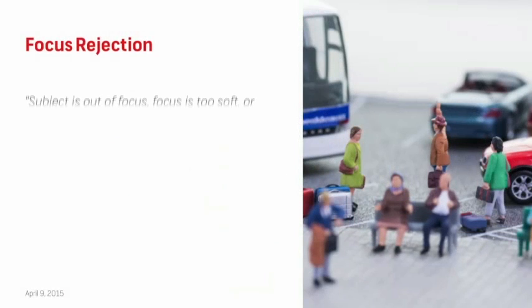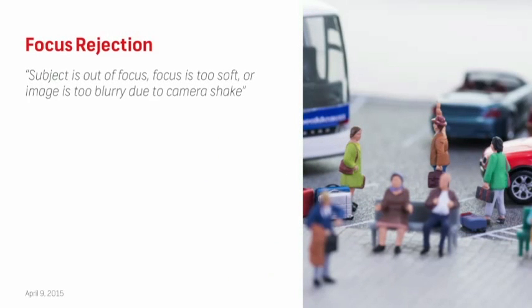All right, so let me go into one of the most popular discussions all about review. I'm going to talk about some rejection reasons. We have a large number of default rejection reasons, but we do have a couple that we tend to see more often than not, in particular with newbie contributors. The first one I want to focus on is the focus rejection. The description for this rejection reason is the subject is out of focus, the focus is too soft, or the image is too blurry due to camera shake.